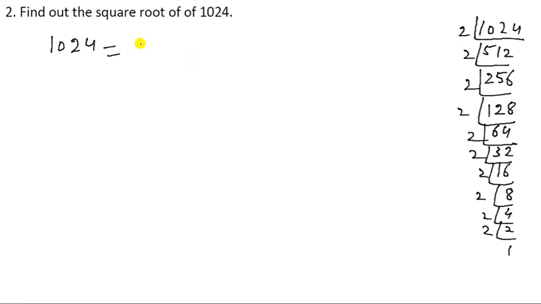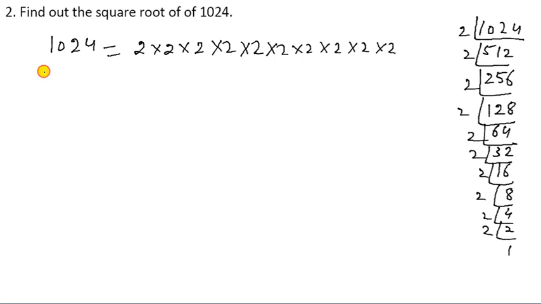Find out the square root of this one. So first of all you can do the prime factorization. So it is 1024. So you can divide first by 2: 2 5s are 10, 2 1s are 2, and 2 2s are 4. Once again by 2: 2 2s are 4, 2 5s are 10 and 2 6s are 12.